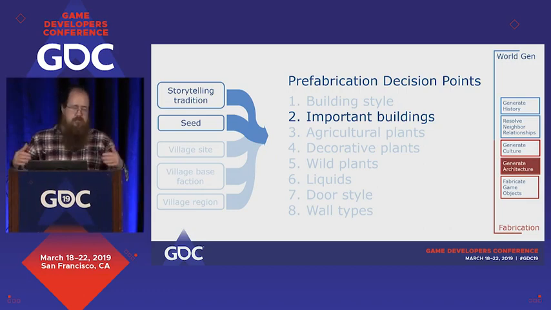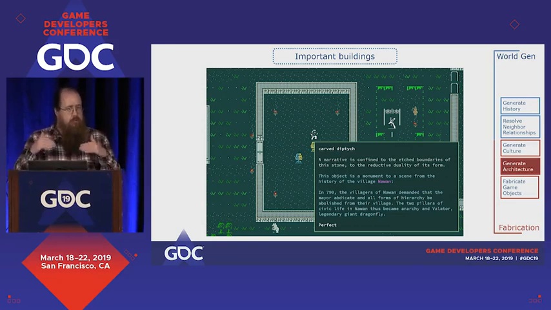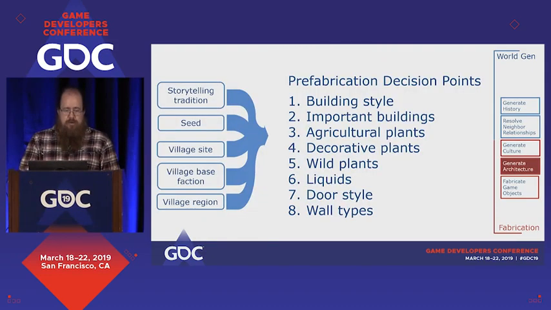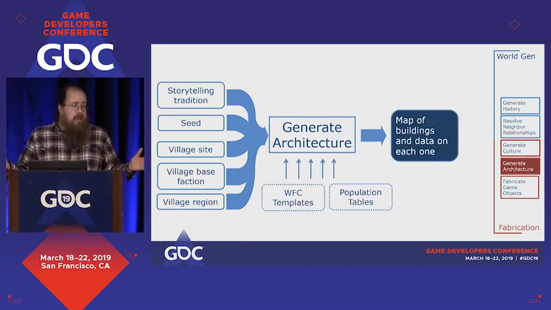Important buildings. This ties back to the monument. This decision is made in largely the same way for monuments. If we have a monument hall style, then we're going to build a building like this, right? And this is another decision that's made in a very similar way. So we go through all of these prefabrication design points, and now we have an answer for each of these. We know what liquid, what door style, what wall type, what building style. So now we've got to actually build a map to place some objects on.